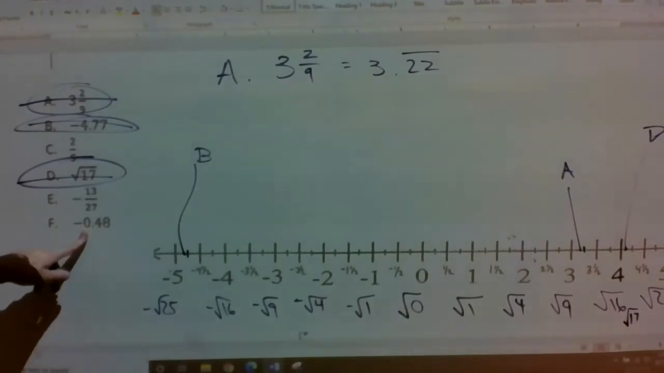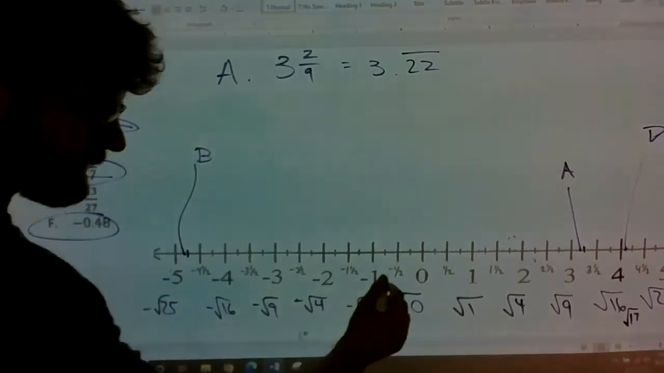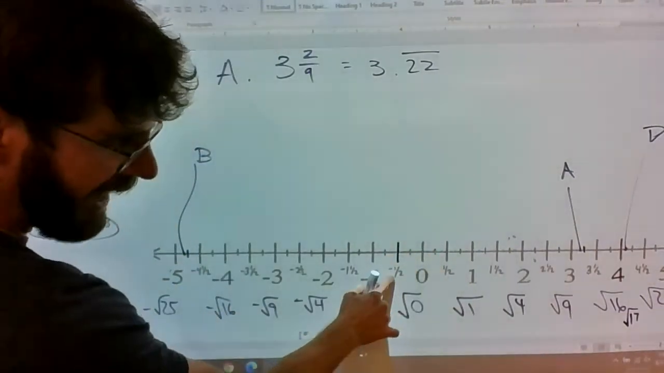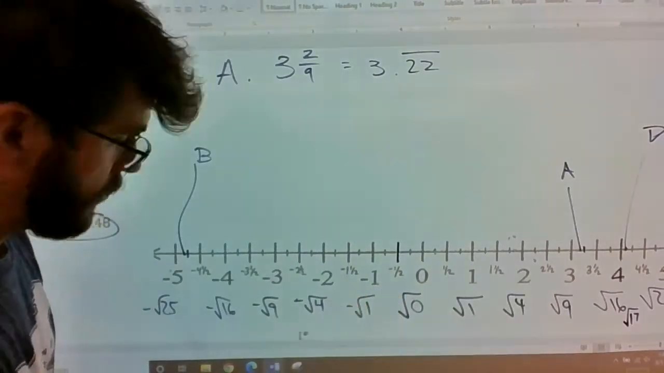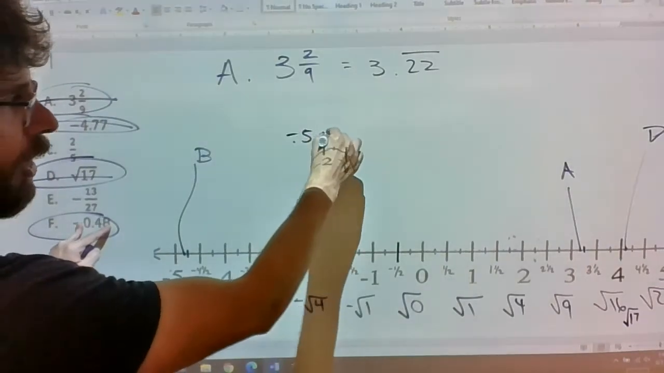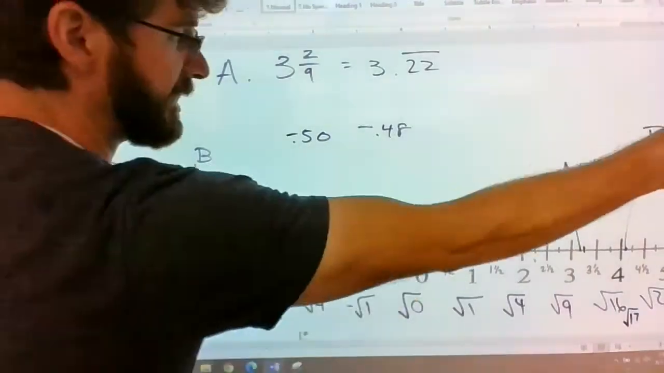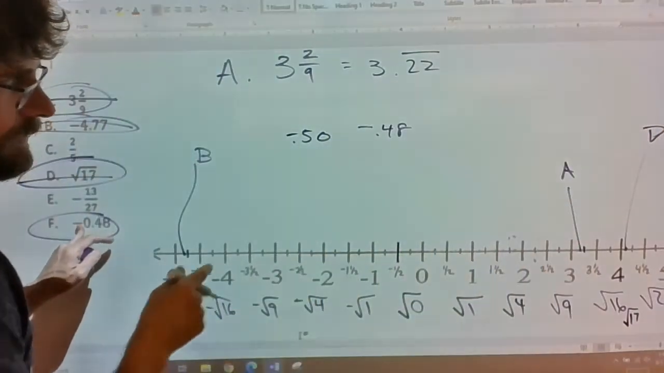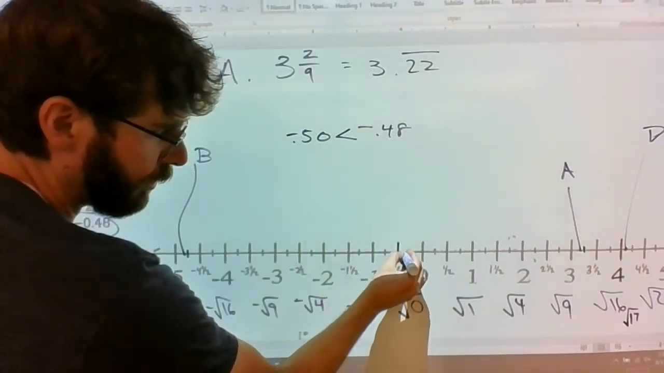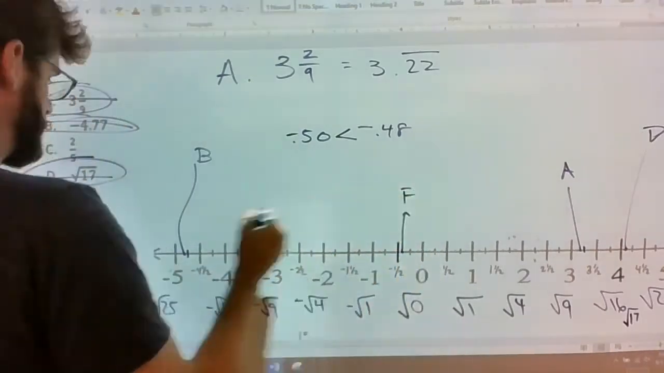I'm going to skip right to F because that's a decimal as well. Negative 0.48, okay? We're going to think of it in terms of negative 1/2 is negative 0.50. So if negative 0.48 is compared to negative 0.50, negative 0.48 is right of it on the number line, right? This is less than that. So the 0.48 is going to go over here because we're going in the negative direction. So that's where F is.